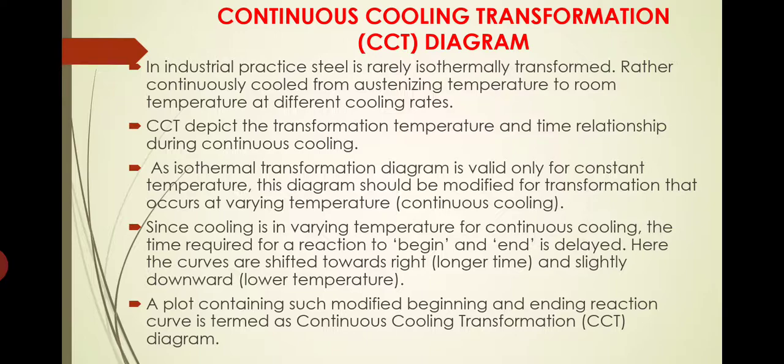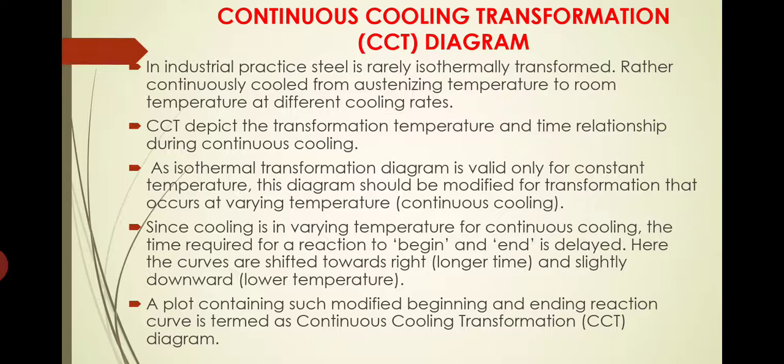So, continuously cooled from the austenitizing temperature. The starting temperature of the cooling curve will be the austenitizing temperature, where the steel has a stable austenitic structure before cooling starts. From that structure it is continuously cooled to room temperature, of course with different cooling rates. CCT depicts the transformation temperature and time relationship during continuous cooling. This gives clear information about the dependency of the time and continuous cooling rate on the final microstructure that we are going to obtain.